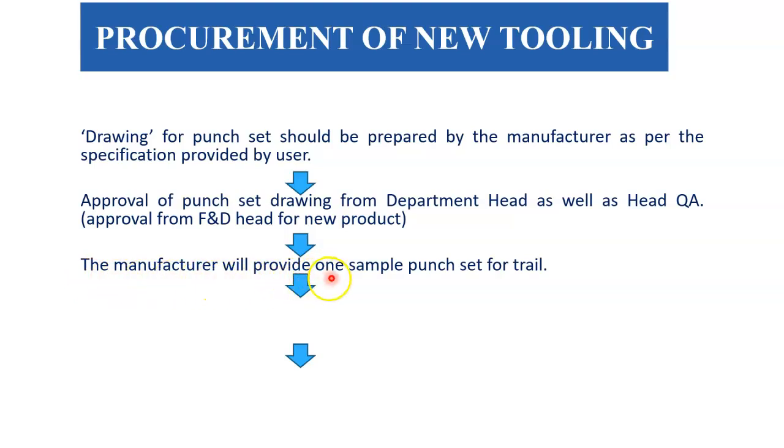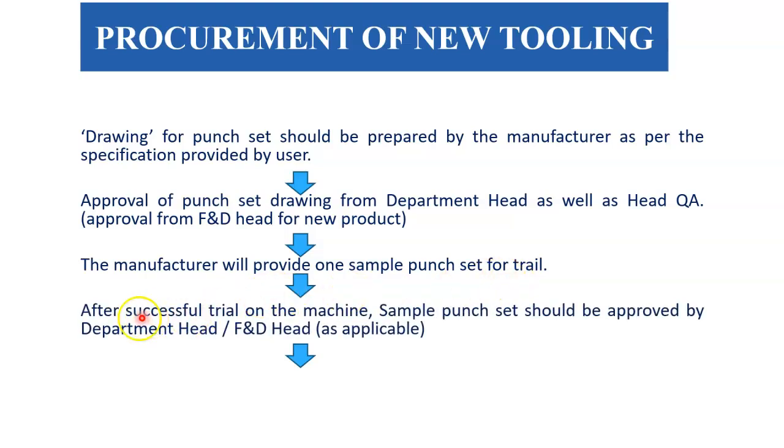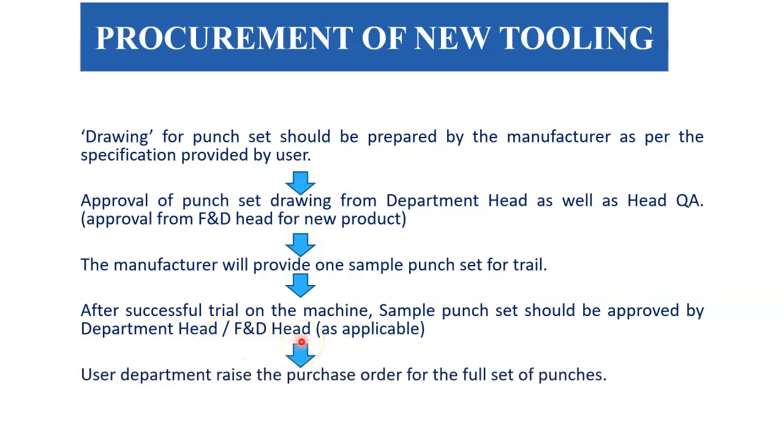The manufacturer will provide one sample punch set for trial. The sample punch set includes one upper punch, one lower punch and one die, and it is provided to the user for taking one trial. Then, if the trial is successful on the machine, the sample punch set should be approved by the department head and F&D head. Then after approval of the punch set, the user department raises the purchase order for the full set of punches. This is the procedure of new tooling procurement.